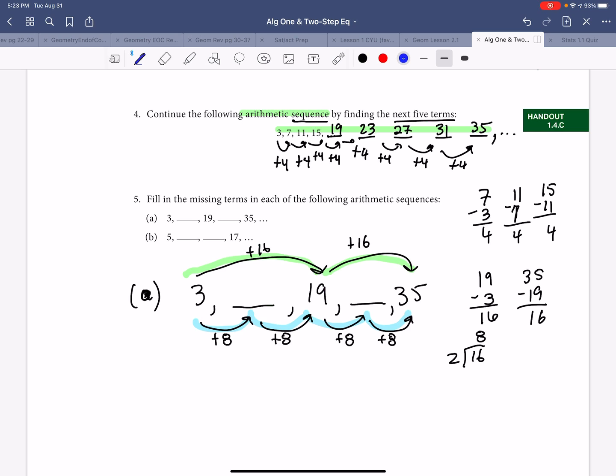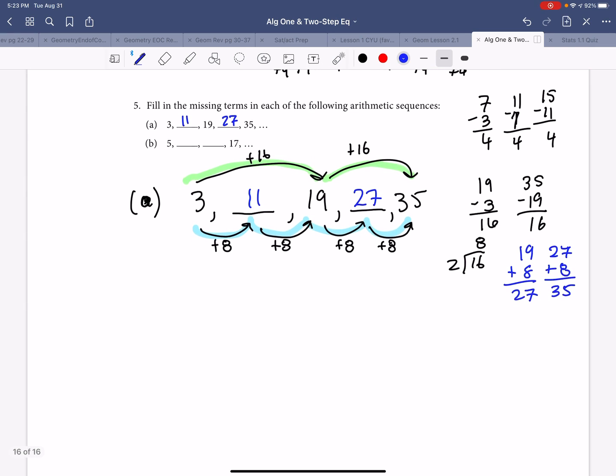So to finish, sorry about that, we're going to just add 8. So this would be 11, add 8, 27. Just double check our work, 27 plus 8, 35. Yep. All right, now let's do B.